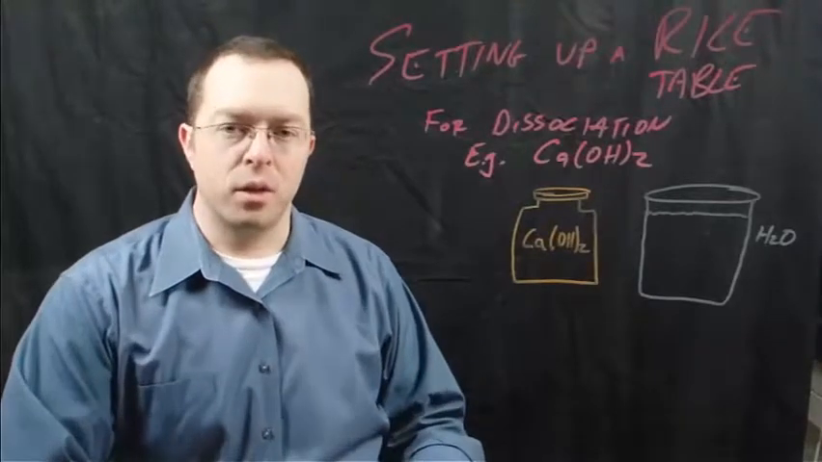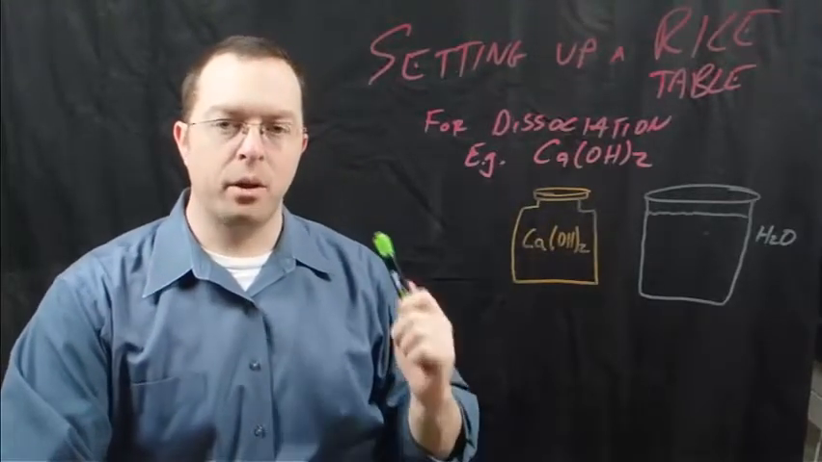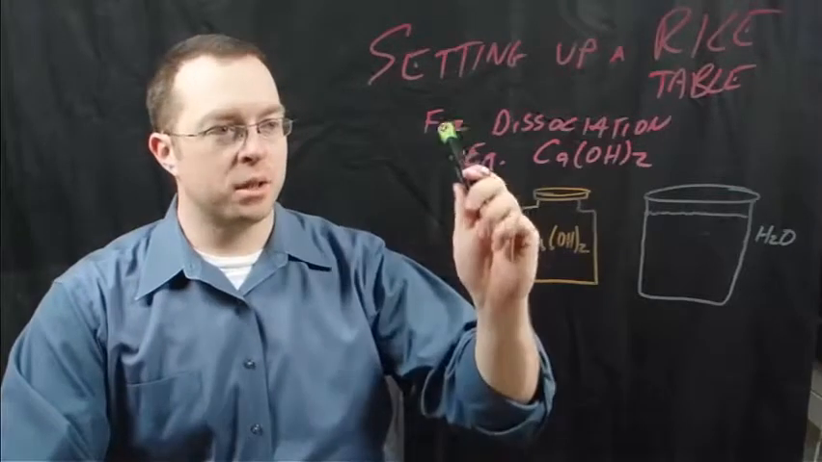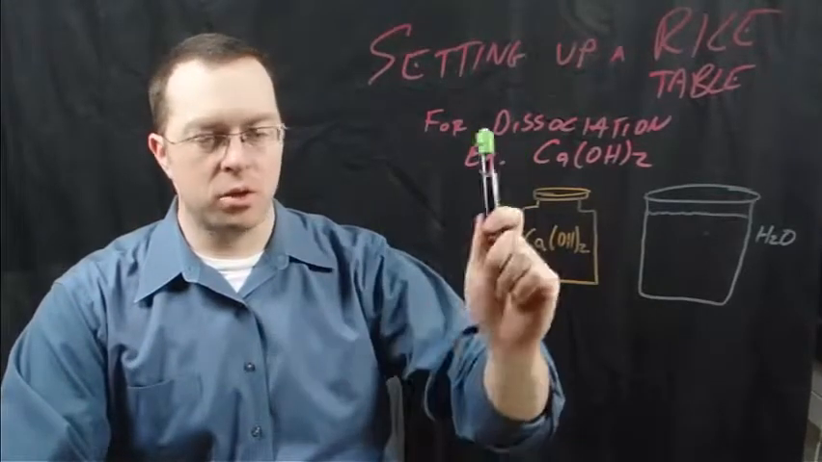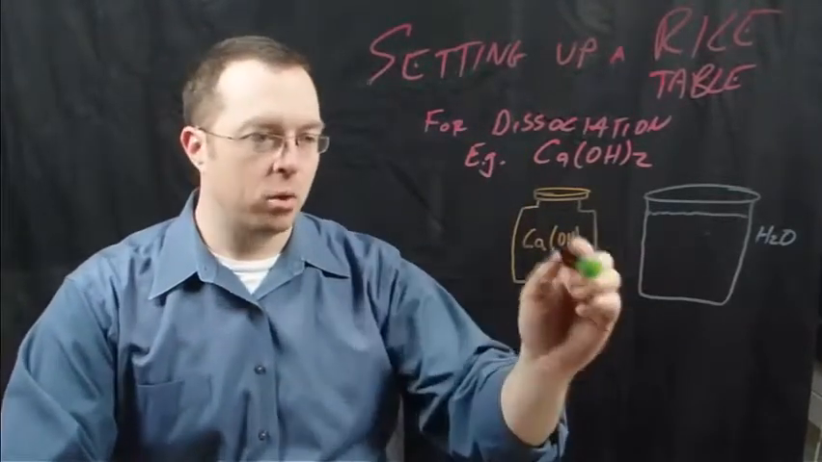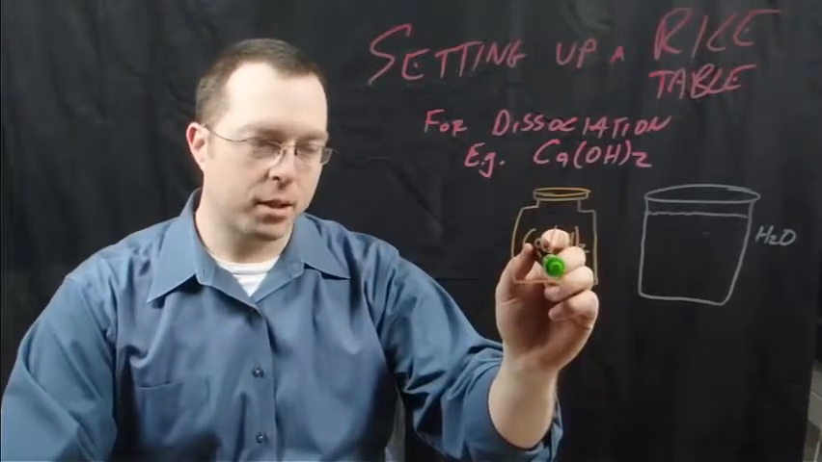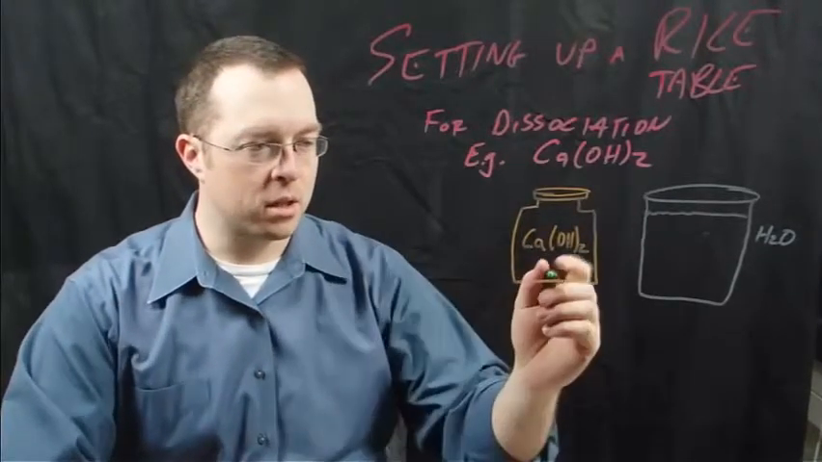Okay, this video is to help you set up a rice table. For instance, let's say you want to look at the dissociation of calcium hydroxide. So we have our jar of calcium hydroxide, and we're going to take some out. This is a solid powder.